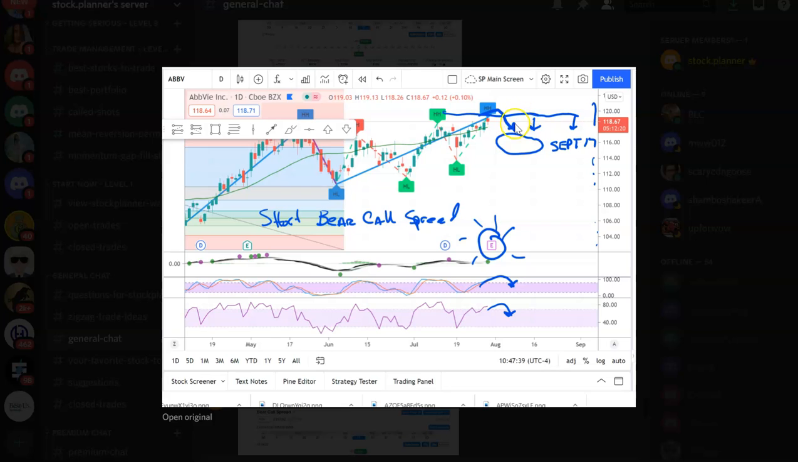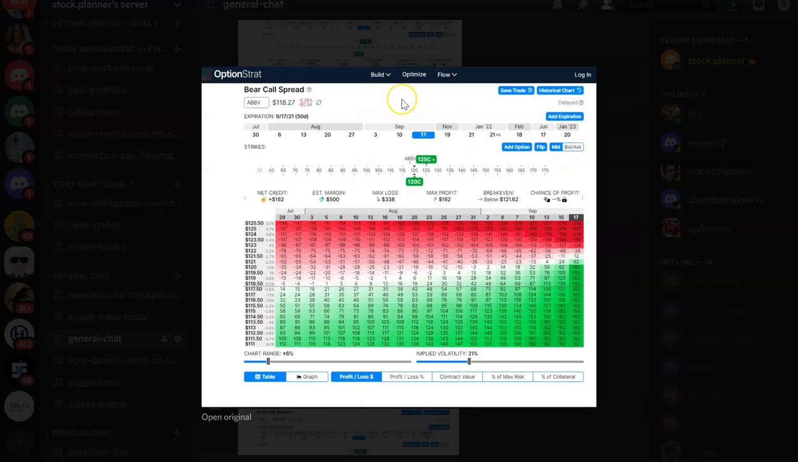But I didn't, and I implemented a strategy that says, hey, from this level on down till September 17th, if it stays below this level all through September 17th, I'm going to have a winner on my hands. And this is called a bear call spread. It's a bearish type maneuver.